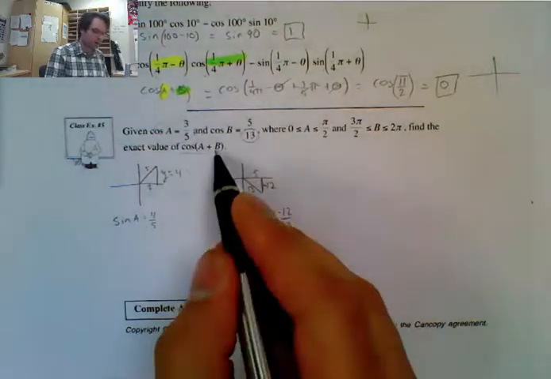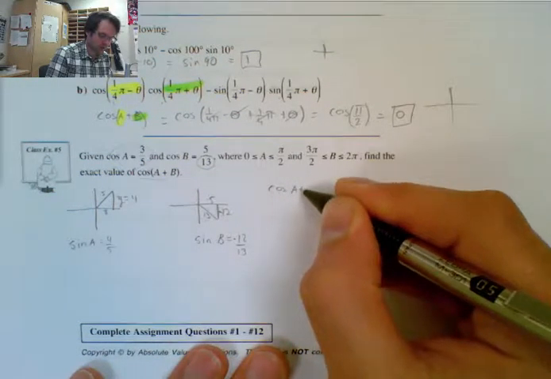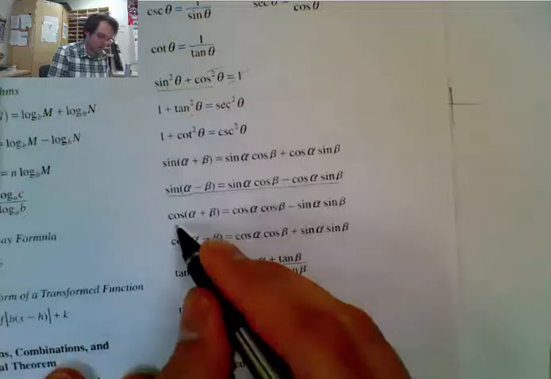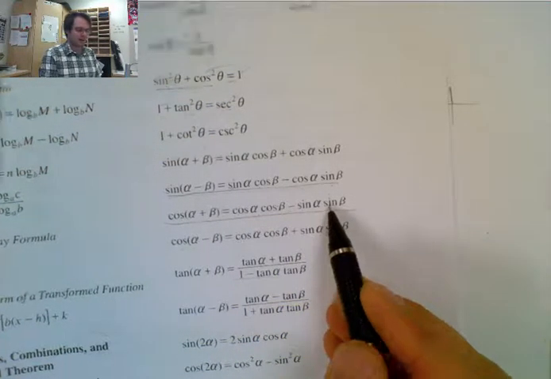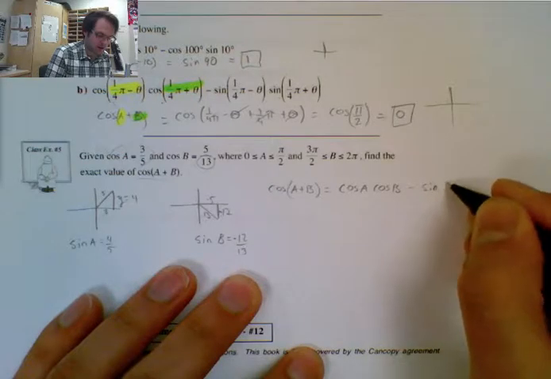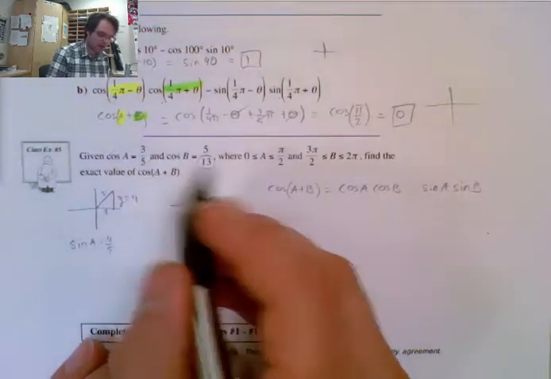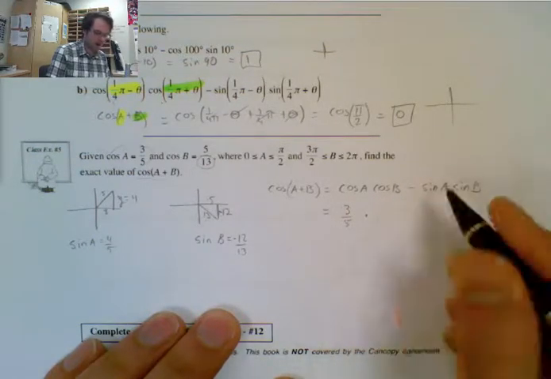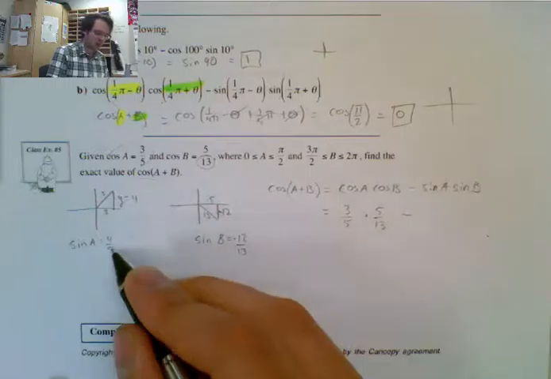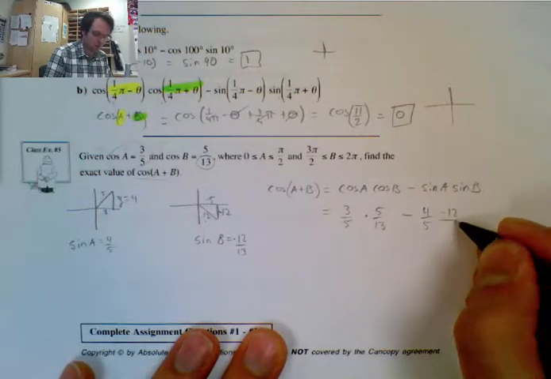So we want to find the exact value of cos of A plus B, so let's write in what is cos of A plus B here. Go back to our formulas: we're going to be using this one here, so it's cos A cos B minus sine A sine B. Okay? Now, what is cos A equal to? Cos A is equal to 3 over 5, multiplied by cos B, which is 5 over 13. Minus sine A, which is 4 over 5, and we have sine B, which is negative 12 over 13.